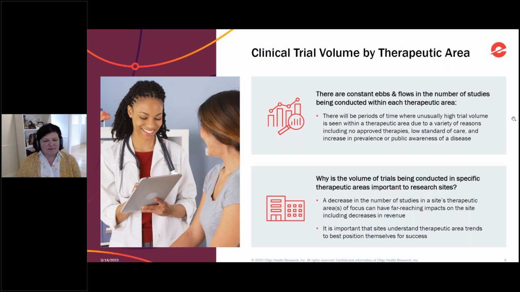So a decrease in the number of trials in a site-specific area of focus has far-reaching impacts, including a decrease in revenue, and it's important for you to understand trends and maybe broaden your ability to conduct different types of trials so that you can keep the peaks off of the hills. So, next slide.